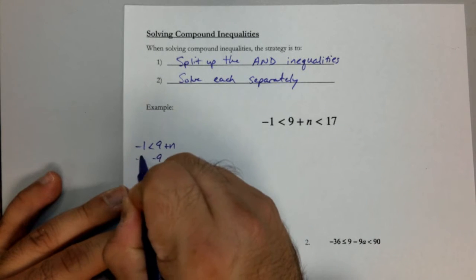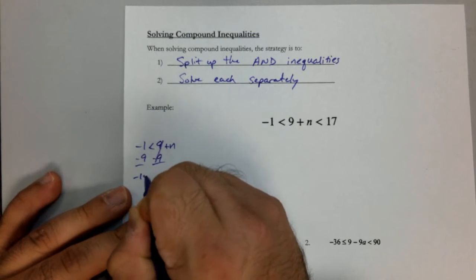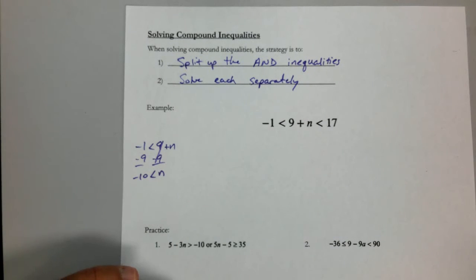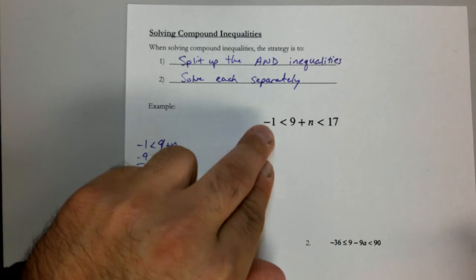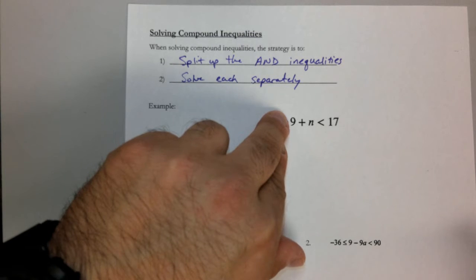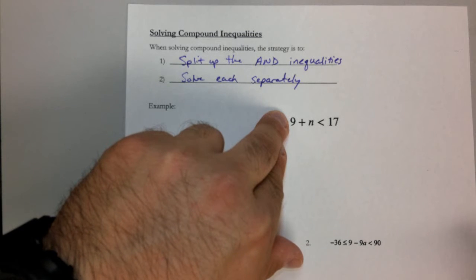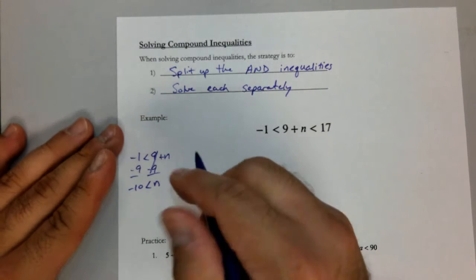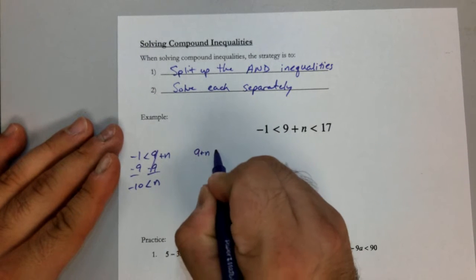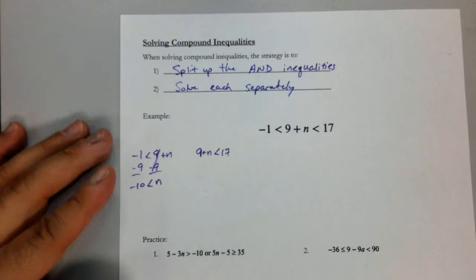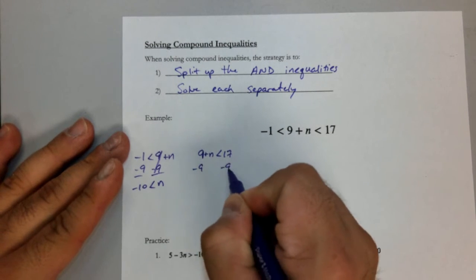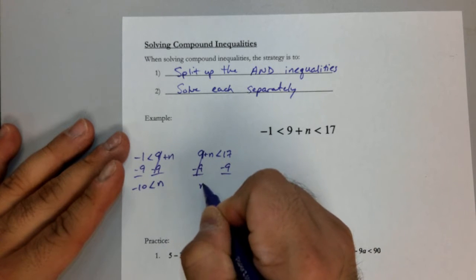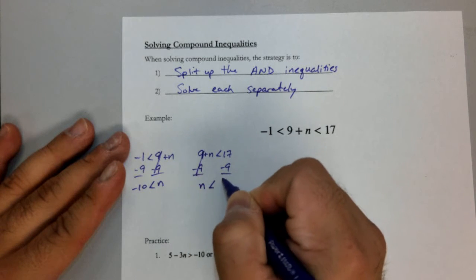So if I solve it on its own, now this becomes a basic inequality. I get negative 10 is less than n. Okay, now if I look at the right side, I just need to cover up the left result and the left inequality, and I'm just focusing on that right hand side. I have 9 plus n is less than 17. Okay, so this basically becomes another simple inequality. I'm going to solve that one, and this will be 17 minus 9.